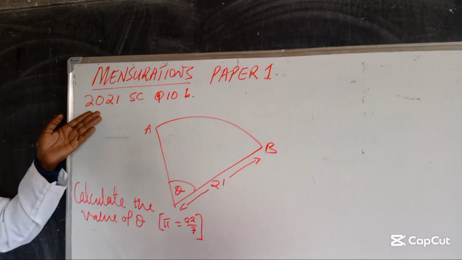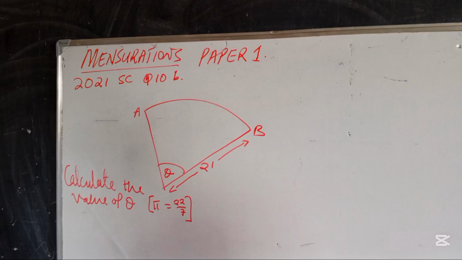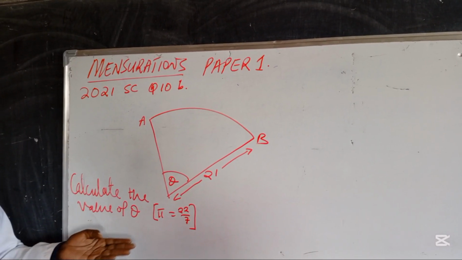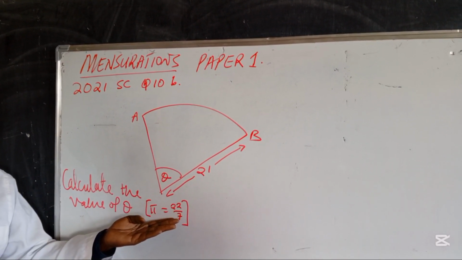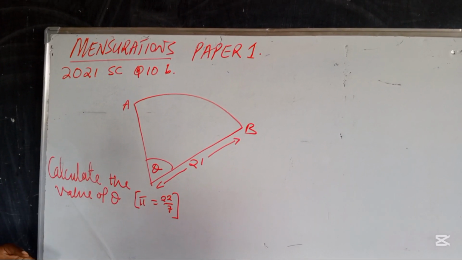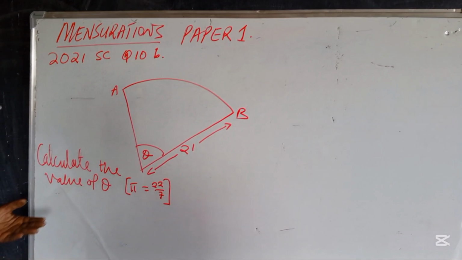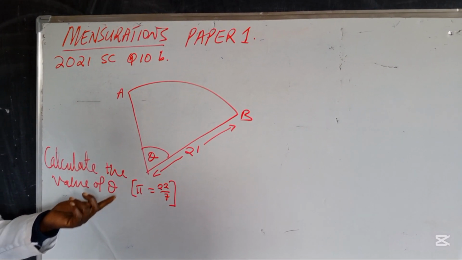We are looking at 2021 school certificate. They are asking us to find the value of this theta. And of course, they have told us to take pi to be 22/7, where we are not supposed to use the calculator. No need of us using calculators. That's why I'll show you how we should work out this one.